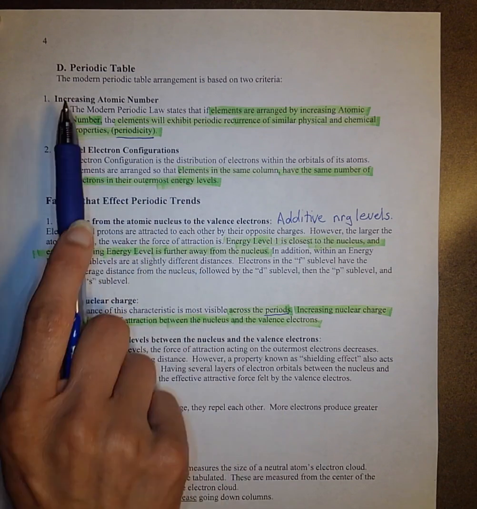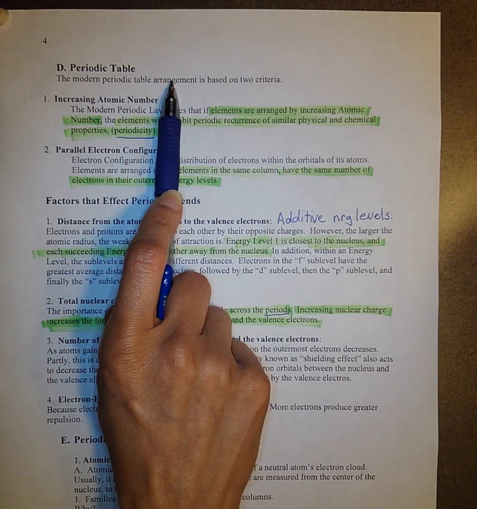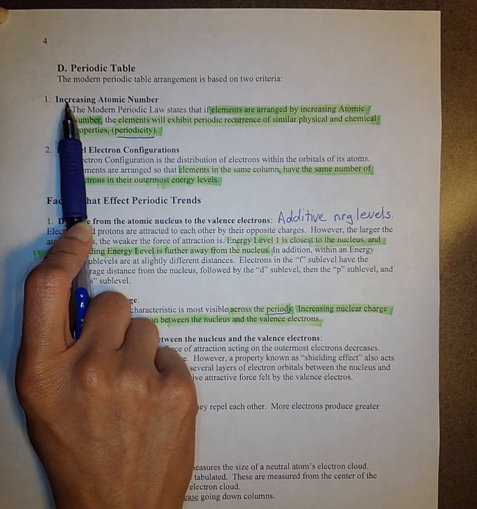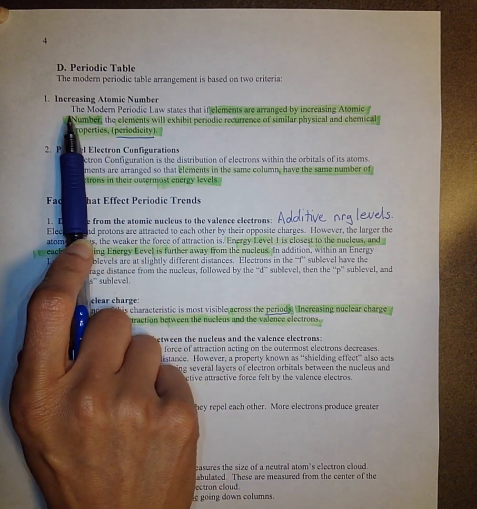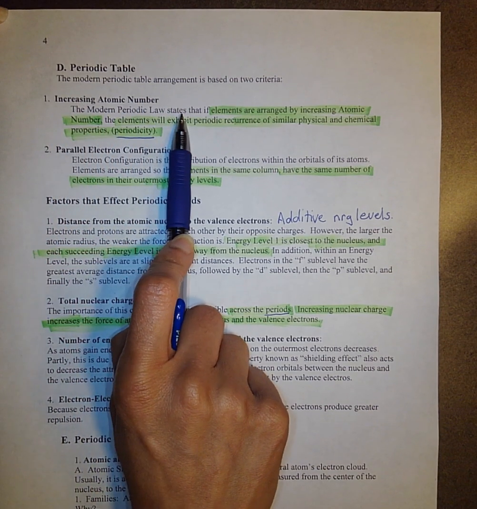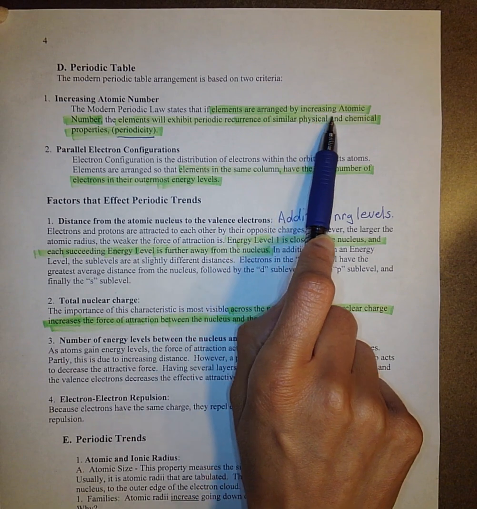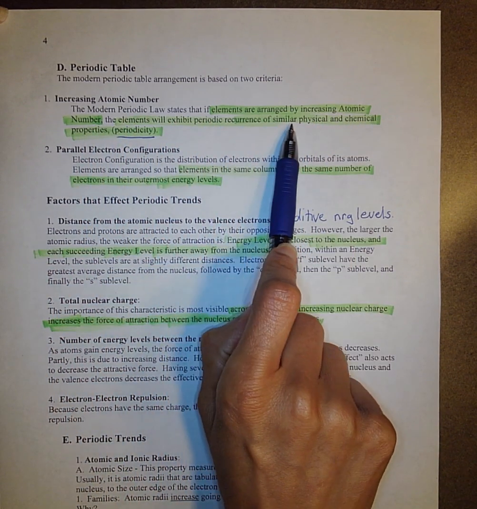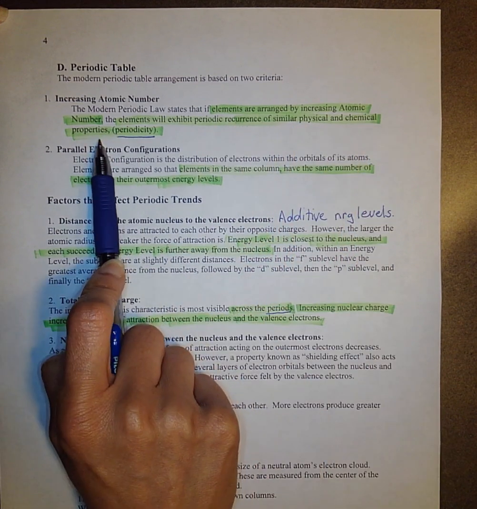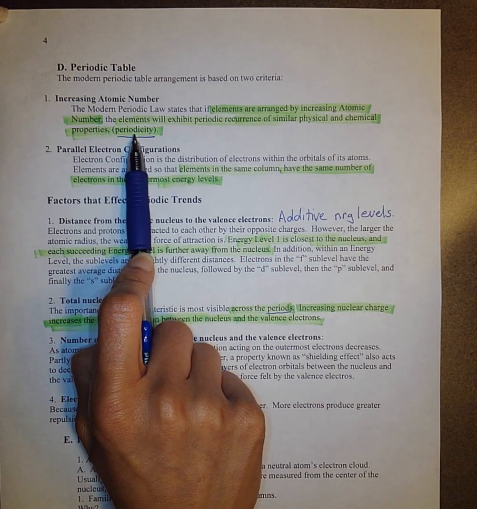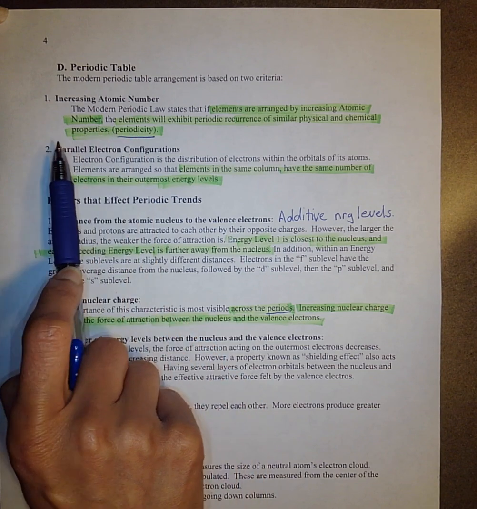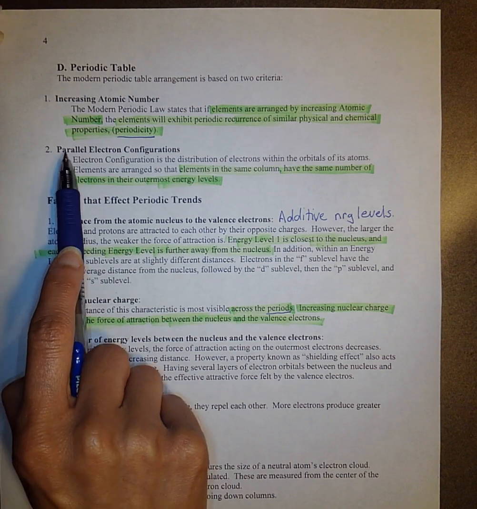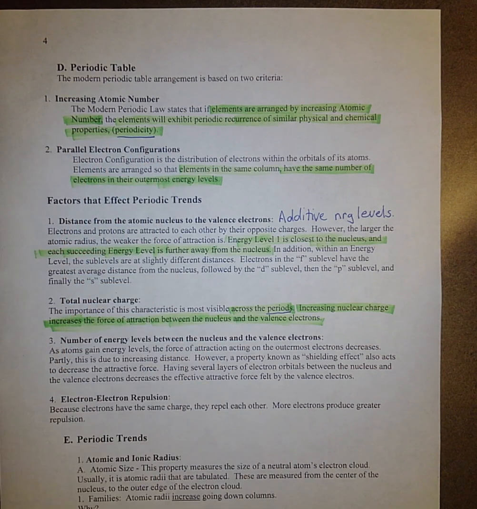Okay, so the modern periodic table is arranged based on two criteria. The first criteria is increasing atomic number, and that is to say that the modern periodic law states that if the elements are arranged by increasing atomic number, the elements will exhibit periodic recurrence of similar physical and chemical properties, which is known as periodicity. The second criteria that the modern periodic table is based on is parallel electron configurations.